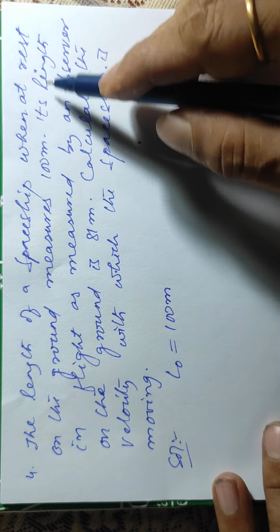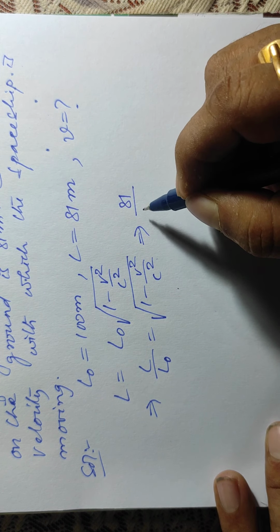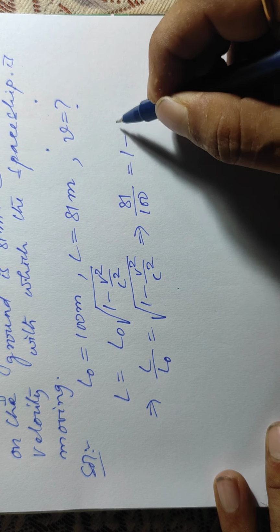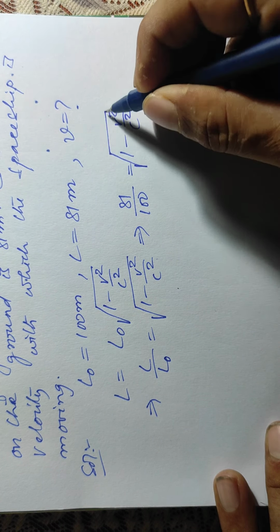Clear? We know L is equal to L0 into square root of 1 minus V square by C square. So it implies L by L0 is equal to square root of 1 minus V square by C square. Clear? And it implies L by L0 is 81 by 100, is equal to square root of 1 minus V square by C square. Clear? So 81 by 100 is 0.81. So it implies 1 minus V square by C square, squaring, is equal to 0.81 whole square. Clear? Is equal to 0.6561.